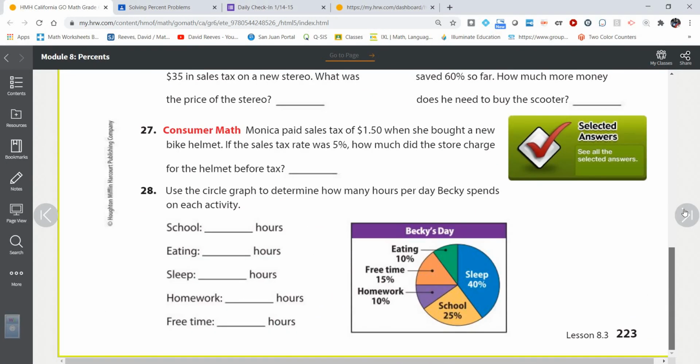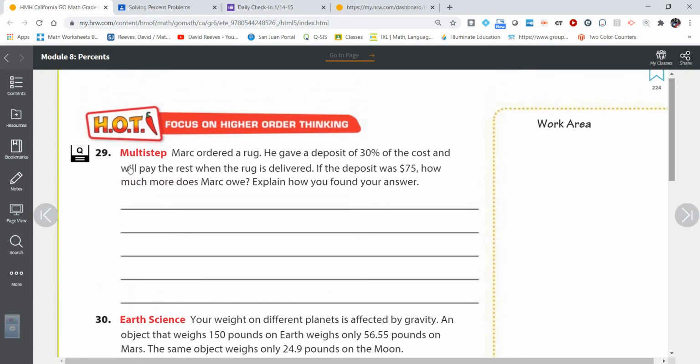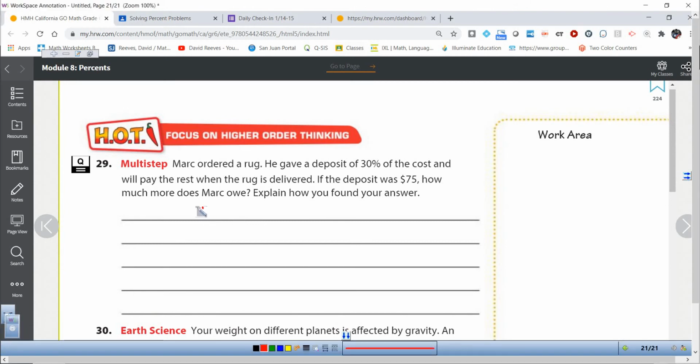Let's see. I think there was one more I wanted to do. I want to do this one right here. Mark ordered a rug. He gave 30% of the cost as a deposit, and he will pay the rest when the rug is delivered. If the deposit was $75, how much more does he owe? So again, if we do our percent over our quantity, here we go. Our percent is 30%, and then we have $75.